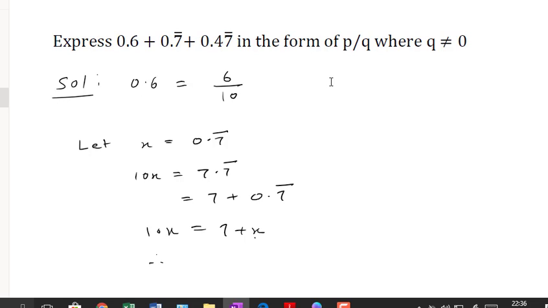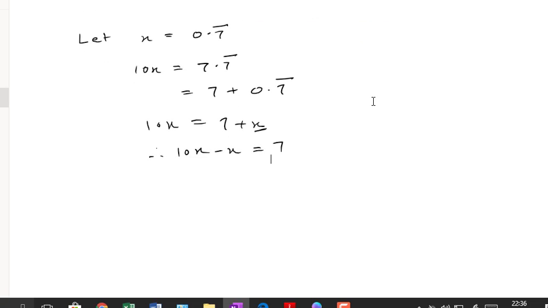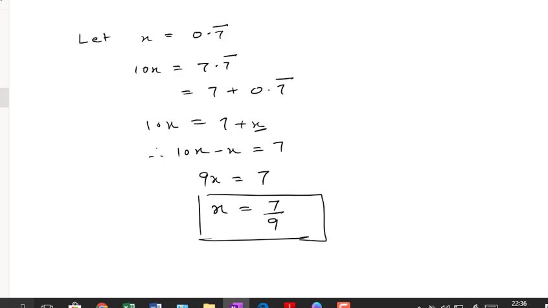Therefore this x, when I bring on left hand side, I get 10x minus x equal to 7. Now 10x minus x is 9x. So 9x is equal to 7. Therefore the value of x I will get as 7 upon 9. So the value of x is 7 upon 9.